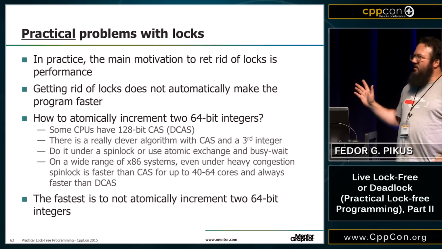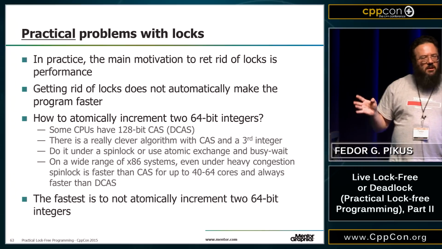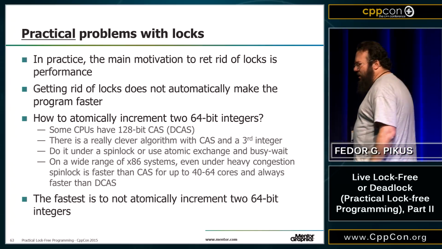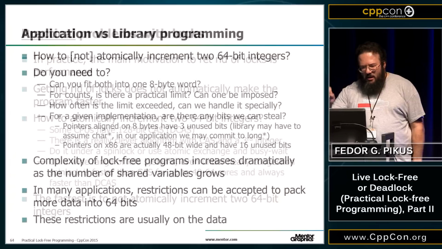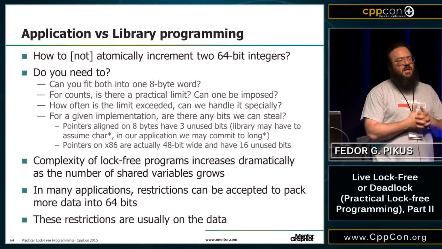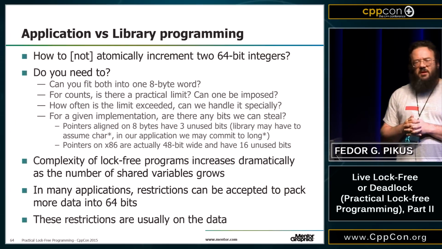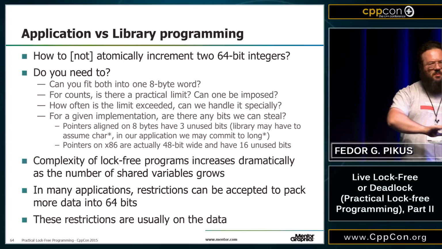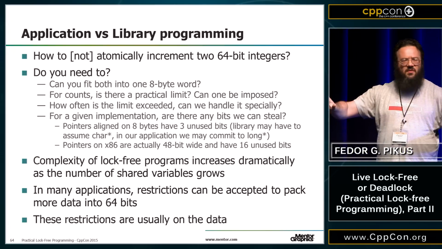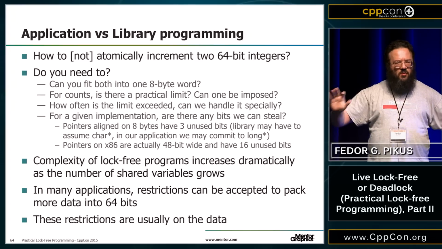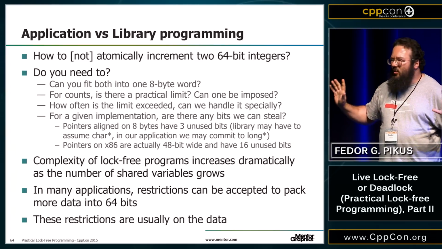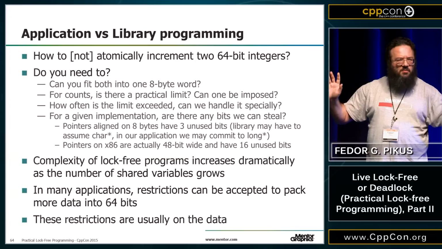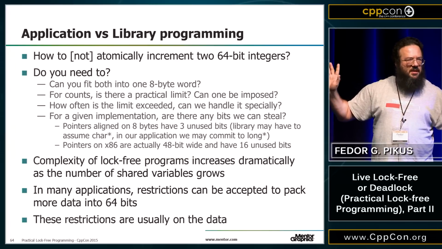Well, even faster is to not atomically increment two 64-bit integers at the same time. How can you do that? This is the first time we come to a difference of application programming versus library programming. You know, people say, well, this is targeted at library developers, this is targeted at application developers. They mean different things. So I need to clarify what specifically I mean when I talk about library versus applications, because some of you who write libraries may fall on the application side in my terminology.